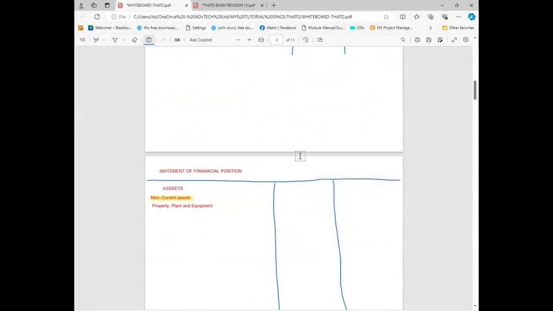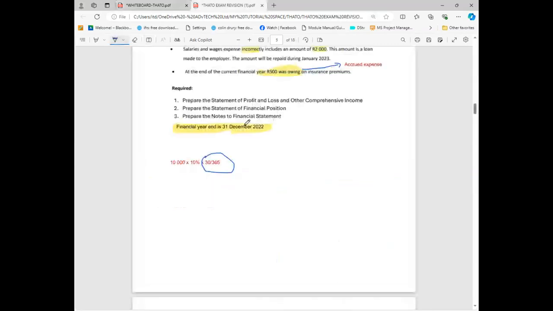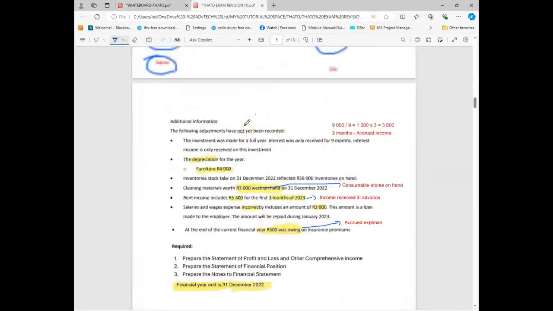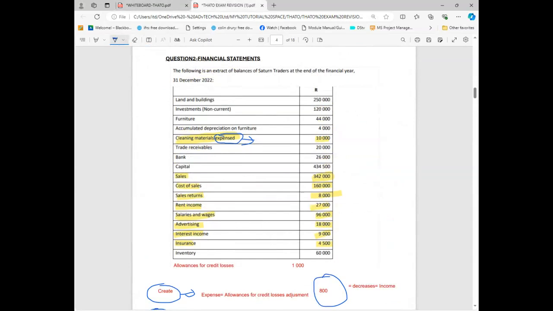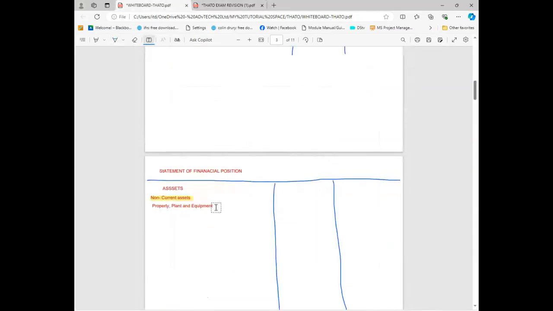Let me know if you're ready. I'm ready, sir. So here we need property, plant and equipment. Remember, we just have to come here and check here. Do you see any property, plant and equipment here? Do you see them? Yes. Land and buildings. Building 250, furniture 44. 250 plus 44.